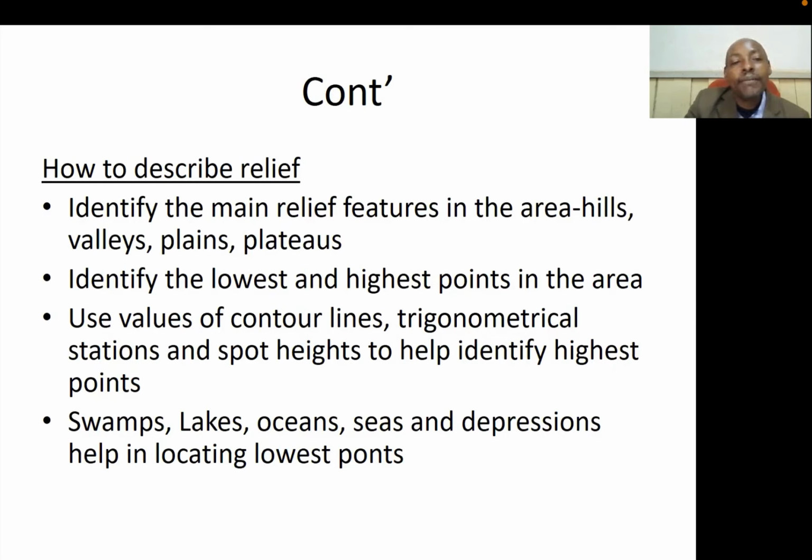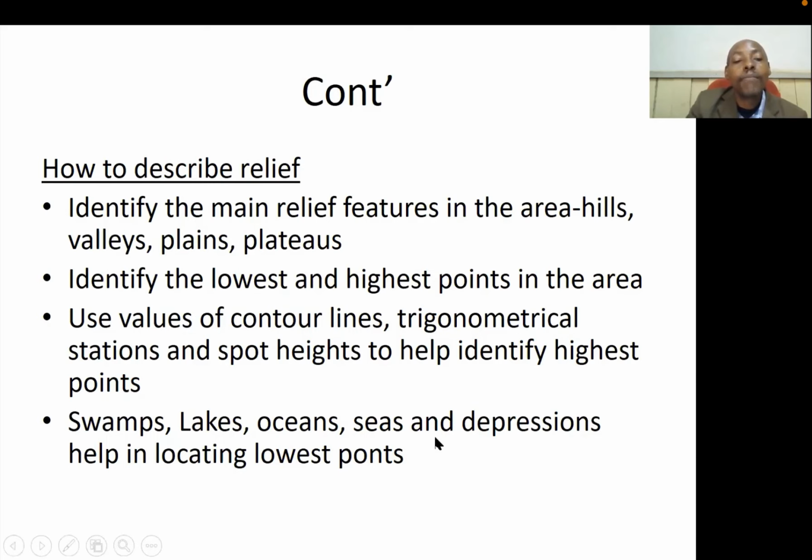Where there are valleys, maybe you can say the northern part has many valleys which have formed rivers. Identify the lowest and highest points in the area covered by the map. The contour lines, trigonometrical stations, and spot heights can help you to identify the highest points. Swamps, lakes, oceans, seas, and depressions help in locating the lowest points.